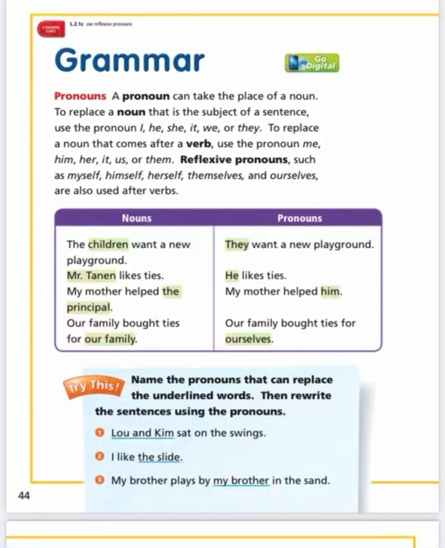Try this. Name the pronouns that can replace the underlined words. Then rewrite the sentences using the pronouns. 1. Lou and Kim sat on the swings. 2. I like the slide. 3. My brother plays by my brother in the sand.